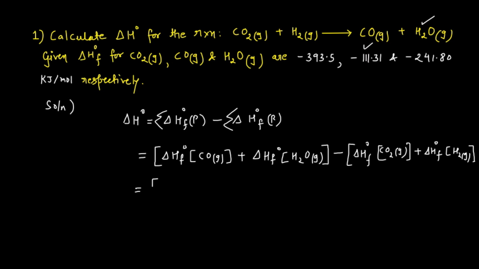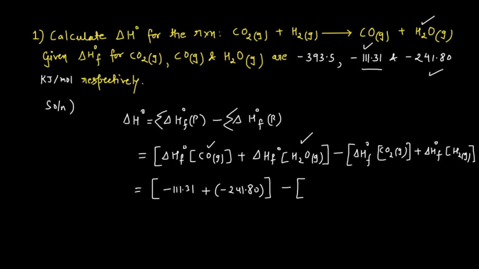Okay. So this is the bracket for carbon monoxide. The value is minus 111.31. Okay. Plus, and the value for your water is minus 241.80. So this is all about your products, bracket close, minus, now reactant for carbon dioxide.